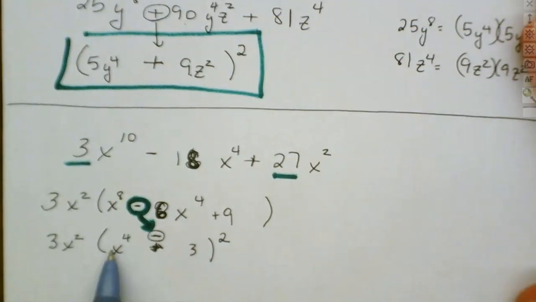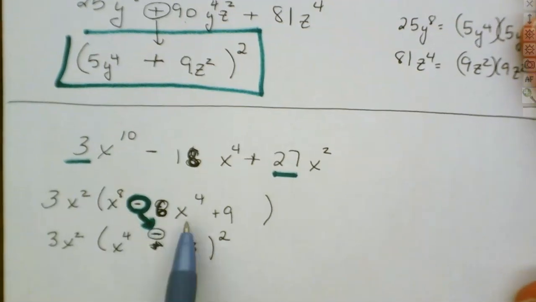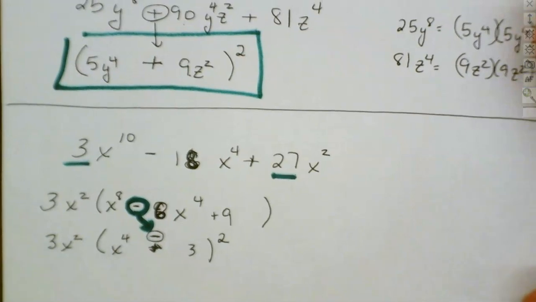3 times 1, because there's always a 1 here, is 3. Double it, you get 6. This is a variable x to the fourth, and so is that. So we know then that we did it correctly.